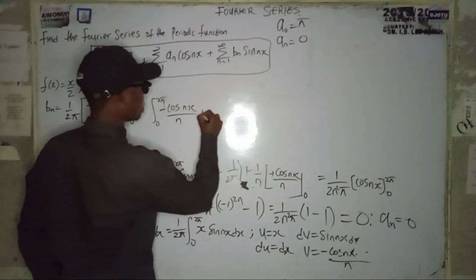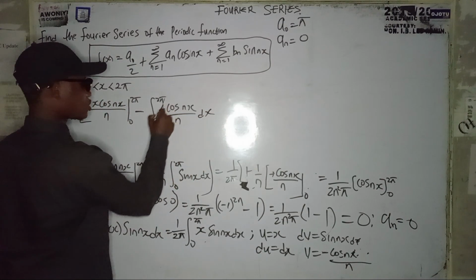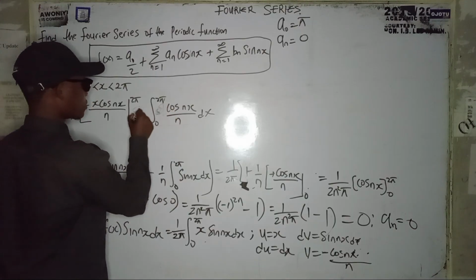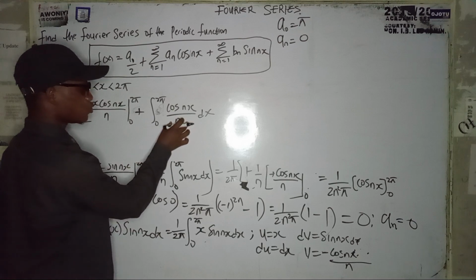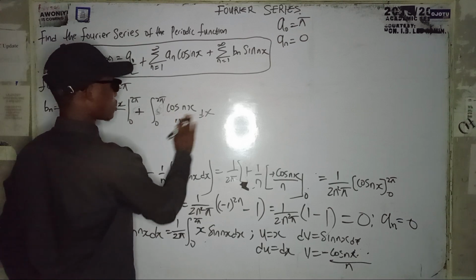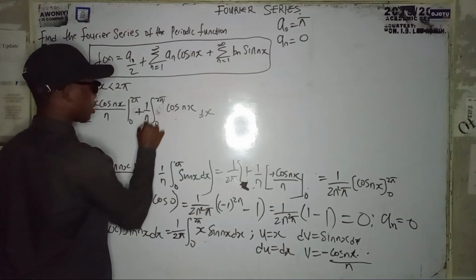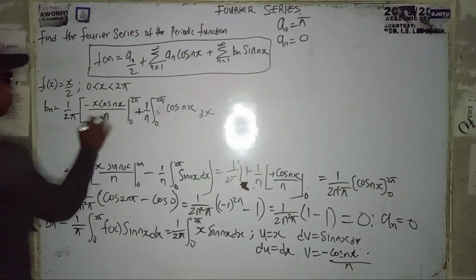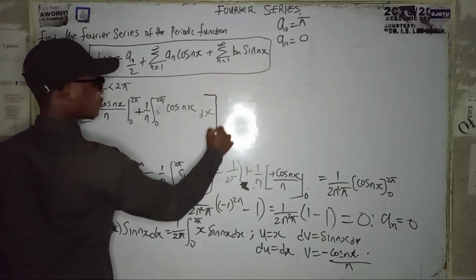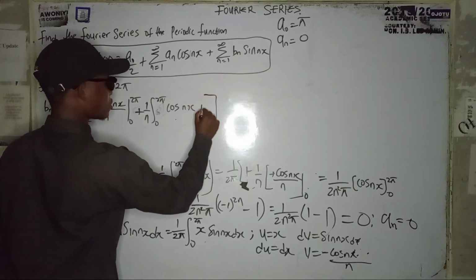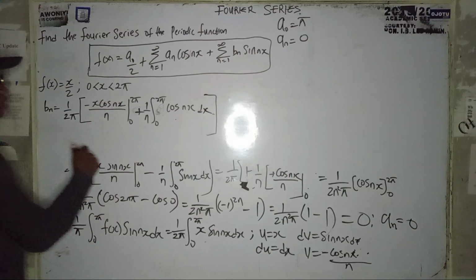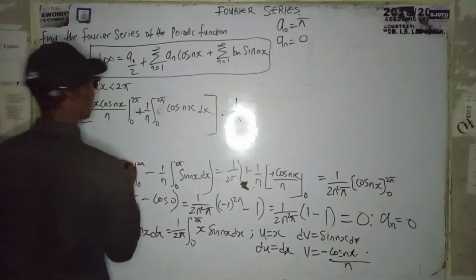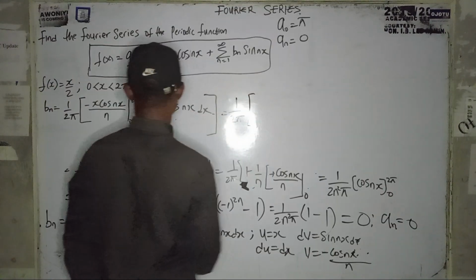Then we have dx. So this minus here will cancel the minus here, so therefore we are going to be having it as plus. And also this n which is under here can come out as 1 over n here. So now moving on, we want to input our values for this side over here. We have it as 1 over 2 pi.